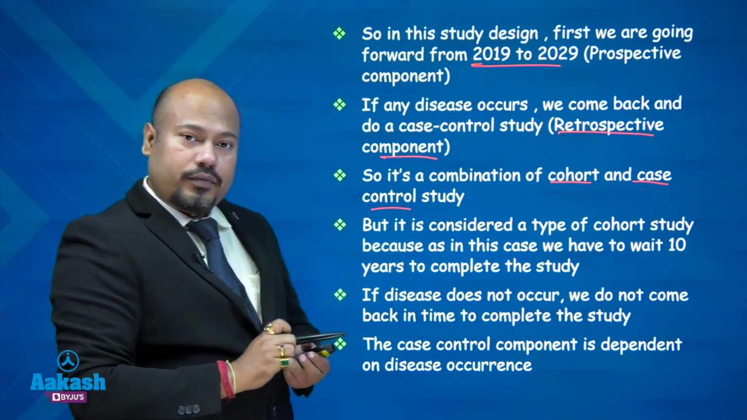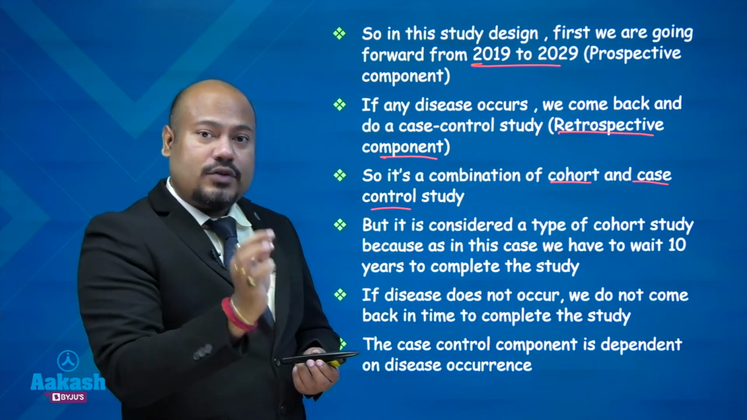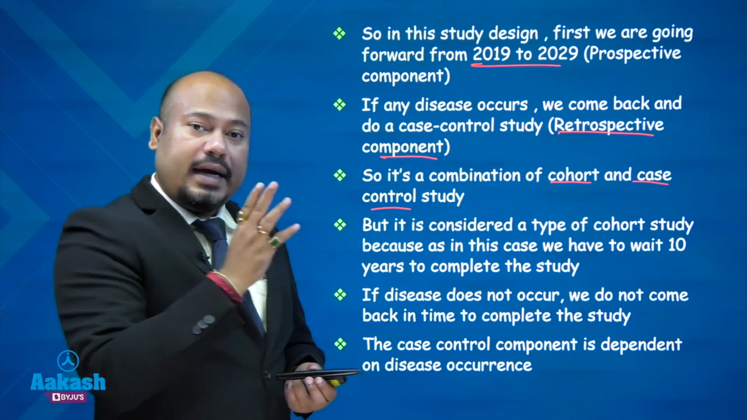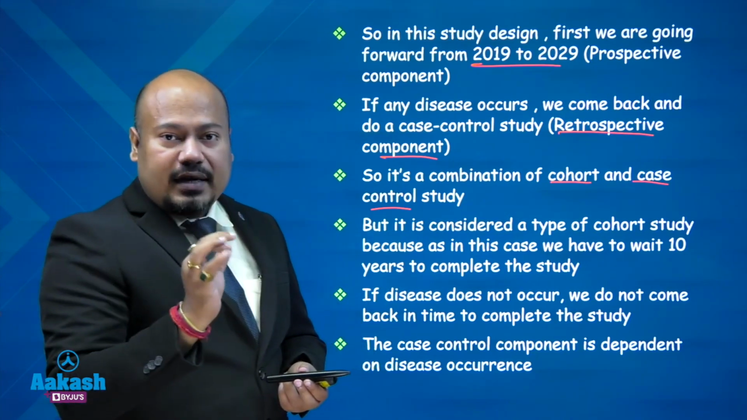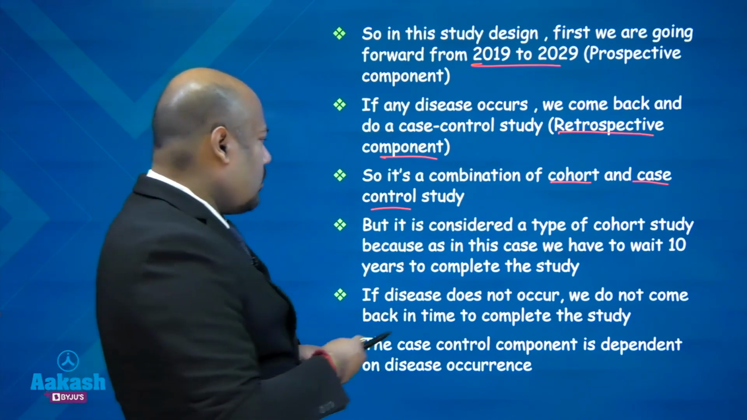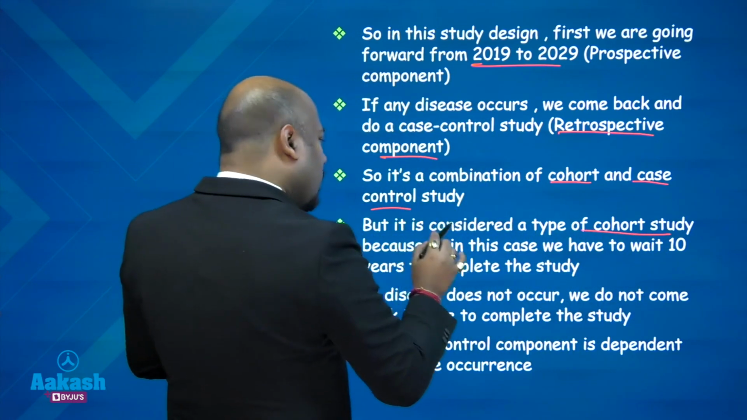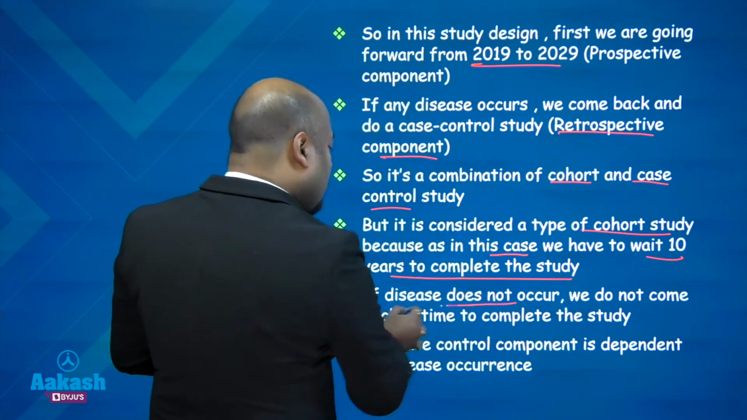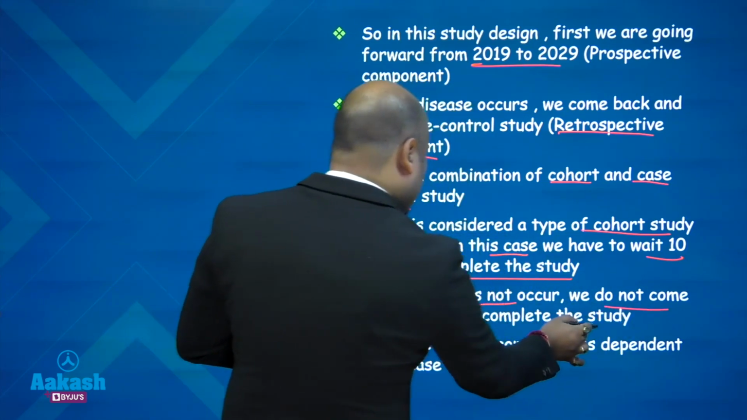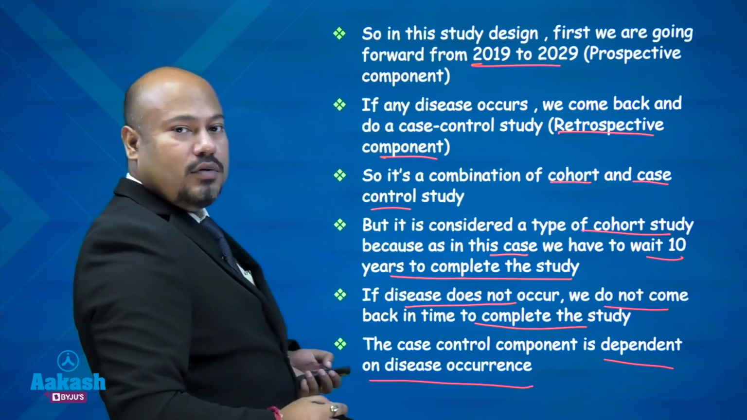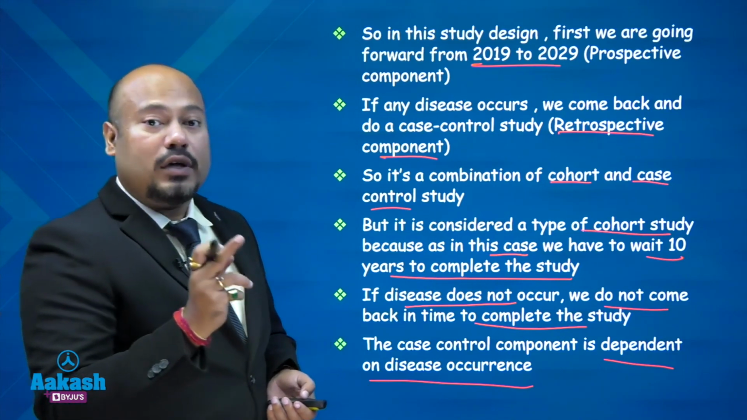But the thing is that, see, why am I calling a nested case control study is actually a cohort? Because the requirement to go back 10 years from 2029 to 2019 will only arise if you find any symptoms of a rare disease among the newborns or 10-year-olds, right? So it is considered a type of cohort study because in this case we have to wait 10 years to complete the study, yes or no? If the disease does not occur, then you are not going back, right? You do not go back to time to complete the study. So the case control component is dependent on the occurrence of the disease, yes or no? That's why we say the nested case control is actually a what? It's a cohort study.